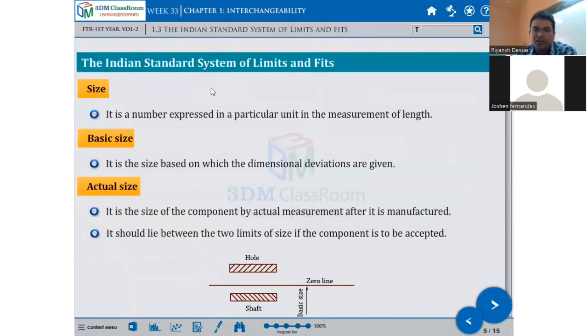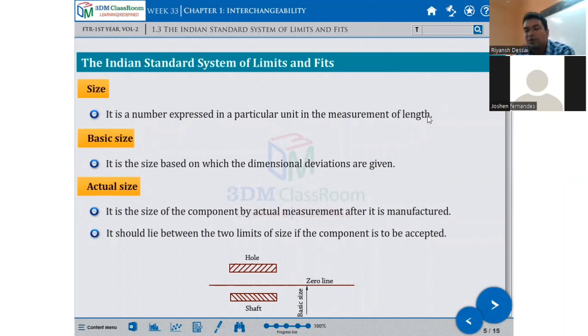So the Indian standard system of limits and fits: there are certain basic things you need to follow. First is size. Size means dimension. Any given numerical value indicates size. If there is a circle there will be some diameter. If there is a rectangle there will be a size, length and breadth. Size means a number expressed in a particular unit in the measurement of length.